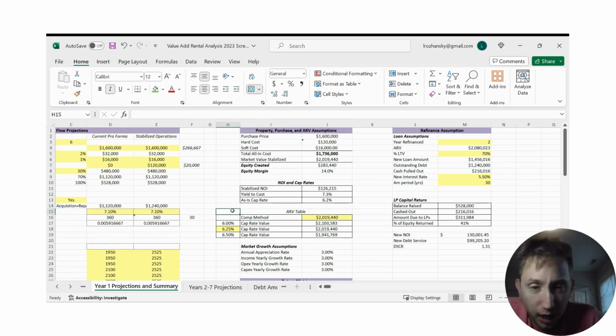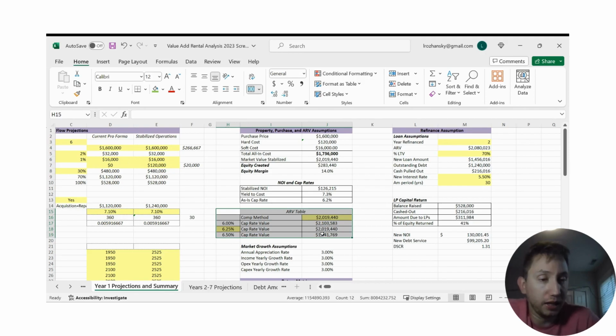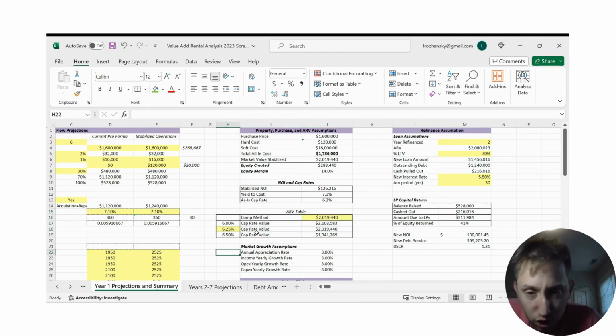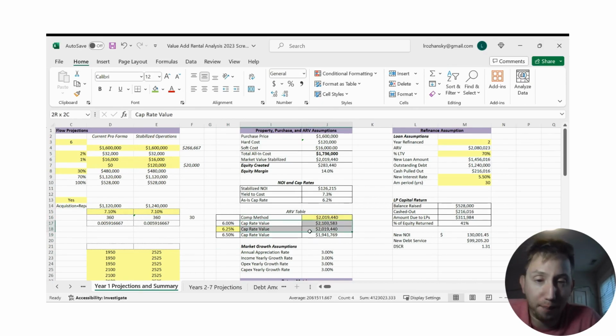So next we have our ARV table. This is how we calculate our back end value. There's two ways to determine value, right? There's the comp method, and then there's the cap rate value. I'm actually going to start with the cap rate value.